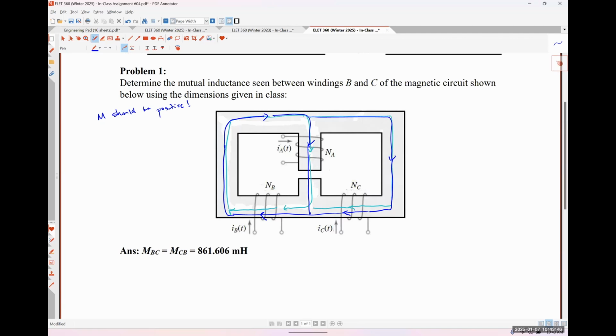Before we move on from this concept, is everybody okay with that? Do we need to worry about A? Not for this one in particular, because we are not using it for anything else. We're just worried about B and C, so coil A could not be there at all, and it wouldn't make any difference whatsoever for what we are doing.